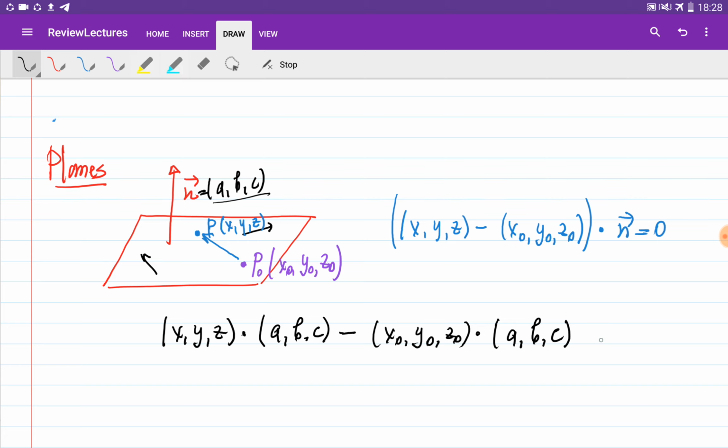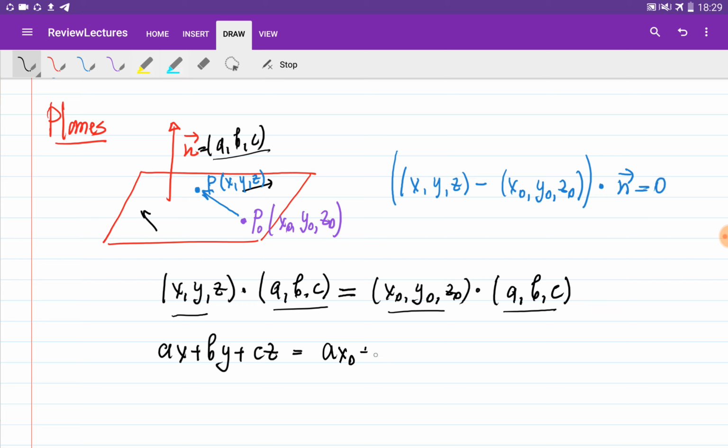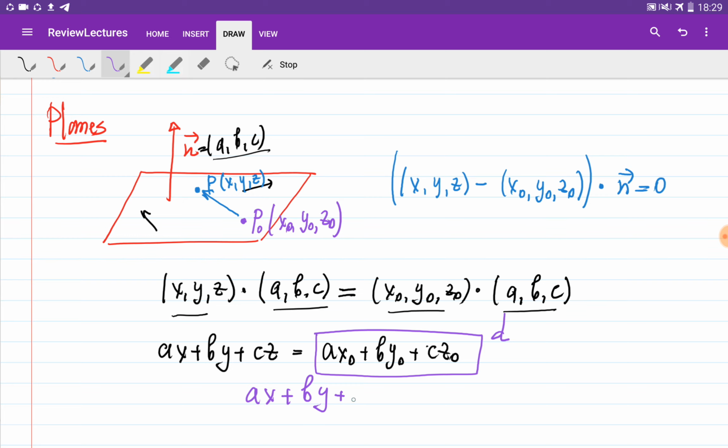And actually I can write this down with an equals sign here. Let me multiply this out. It is going to be ax plus by plus cz is equal to ax0 plus by0 plus cz0. Sometimes you might see that this is a constant, because the three numbers a, b, c are given, and x0, y0, z0 are given. So sometimes we denote this as d in order to write down the equation of the plane in the form ax plus by plus cz is equal to d.